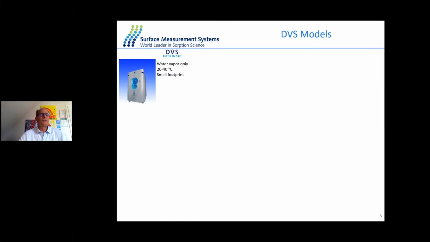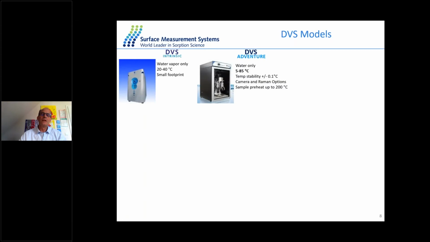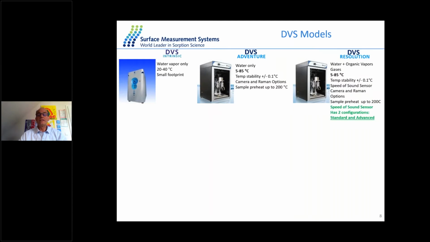Here you see in a few words the range. The DVS Intrinsic, that's our small guy. That's for water vapor sorption between 20 and 40 degrees. That would be more for the fuel cells market. The DVS Adventure covers a broader temperature range, 5 to 85 degrees for water sorption measurements. Then the DVS Resolution, which can do also organic vapors.